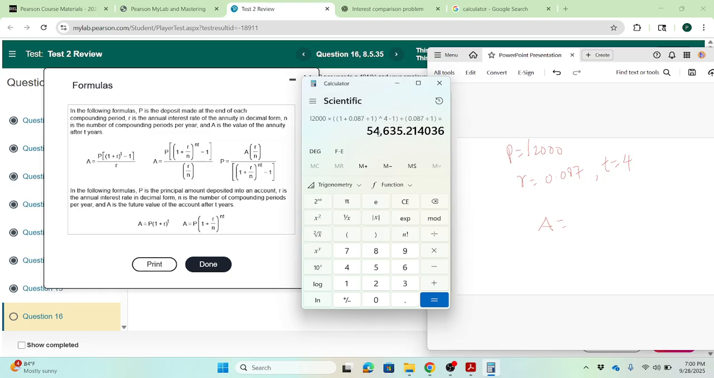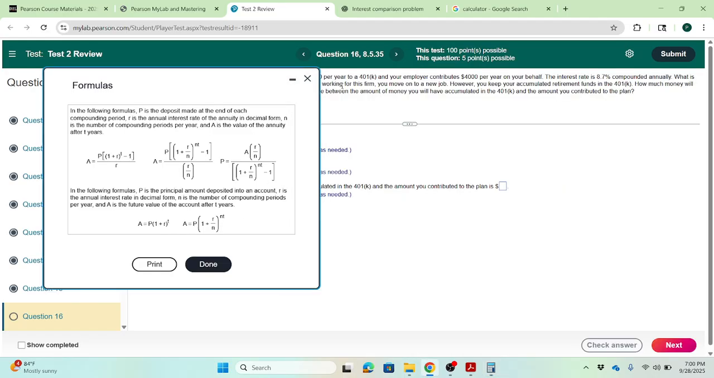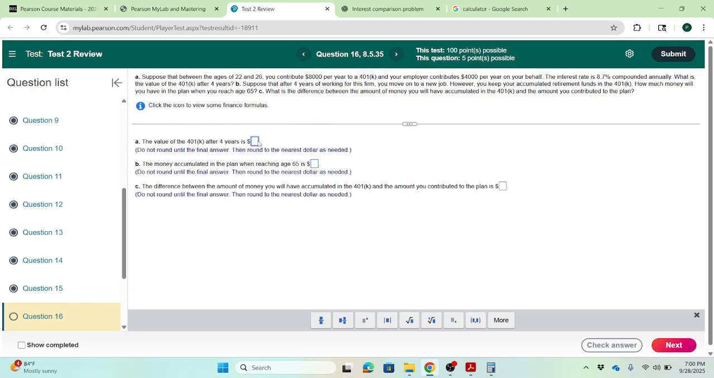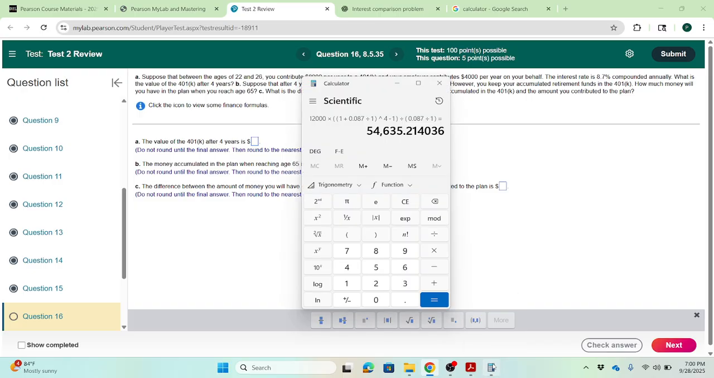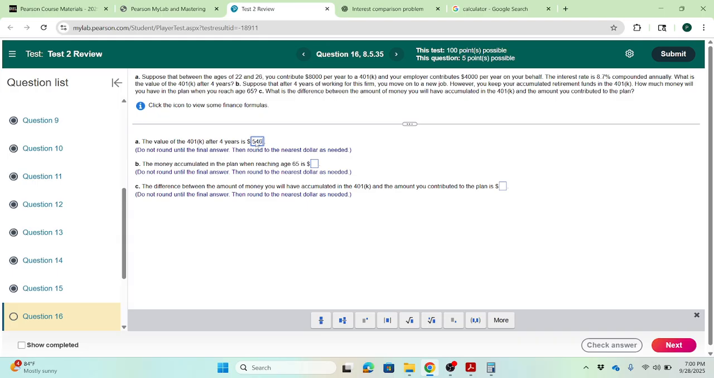This is the amount you are going to get after 4 years, which is 54,635 if you round it to the nearest dollar. 54,635. That would be the value after 4 years.